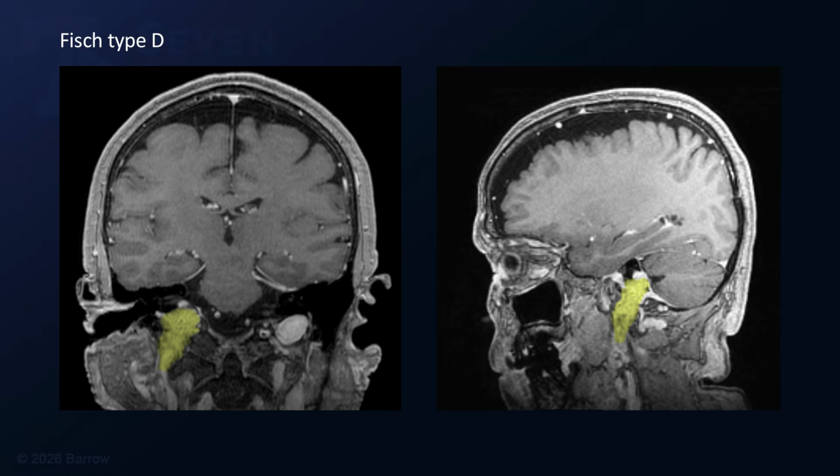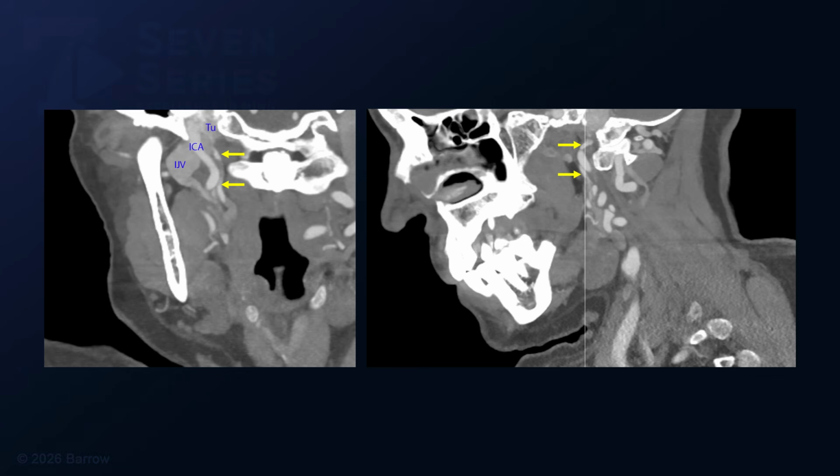Here are her MR images, which show a tumor filling the jugular bulb and extending down into the cranial portion of the internal jugular vein, seen here on the coronal and sagittal views. This is a Fisch type D tumor. The CT angiogram shows the anatomy of the blood supply to this tumor, with the yellow arrows marking the ascending pharyngeal artery, which is quite dilated. Note its intimate relationship with the internal carotid artery as well as the internal jugular vein.